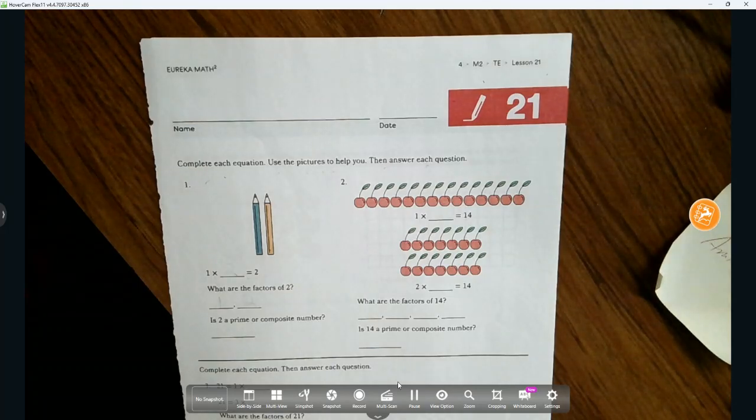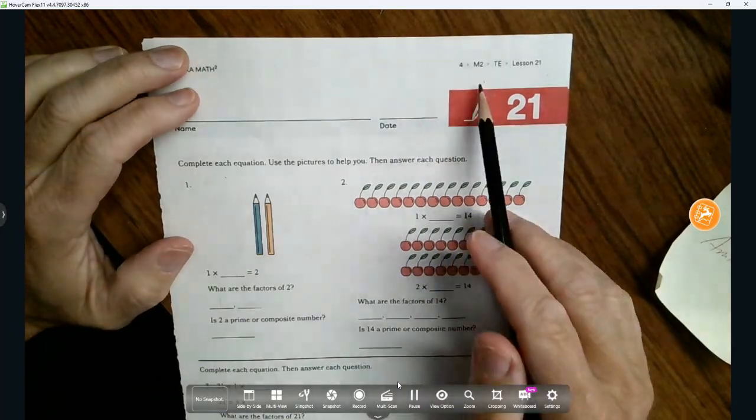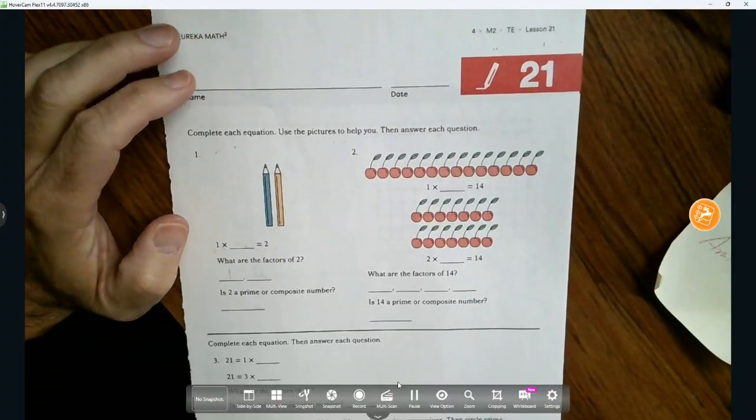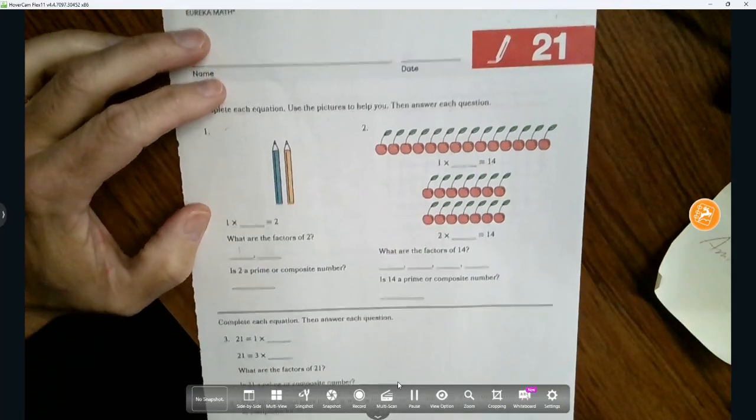All right, Eureka Math Squared for fourth grade, Module 2, Lesson 21. Let's go with this one. Complete each equation. Use the pictures to help you, then answer each question.